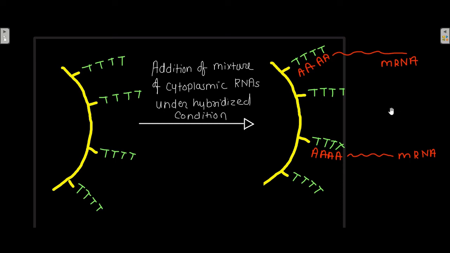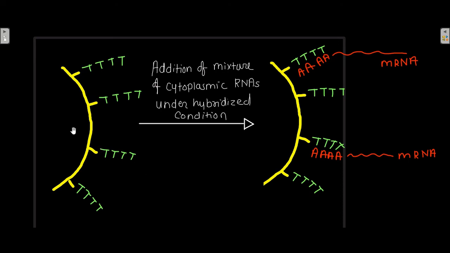So after that you will have mRNA attached to this oligo-dT matrix, and then you will use a low salt buffer and you will elute the mRNA from it, and that is how you do the purification of mRNA using an oligo-dT matrix. It is quite simple, but it sounds complicated.